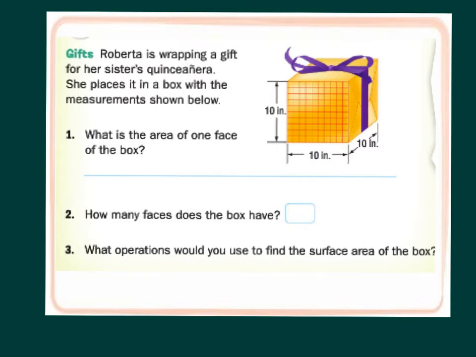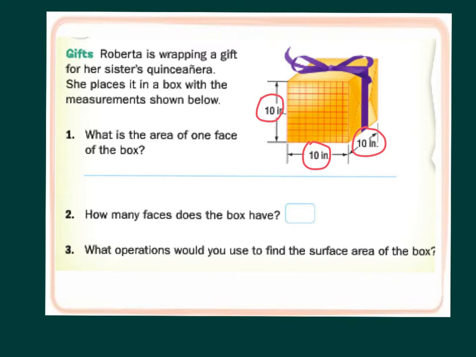Roberta is wrapping a gift for her sister's quinceanera. She places it in a box with the measurements shown below. So we have 10 inches by 10 inches by 10 inches. Okay, so this is a cube because all the sides are the same. What is the area of one face of the box?